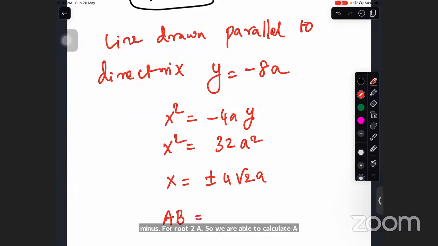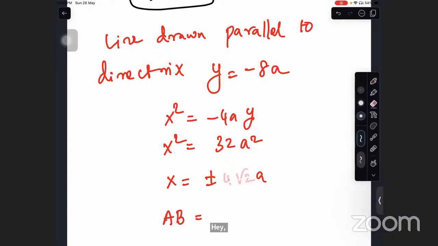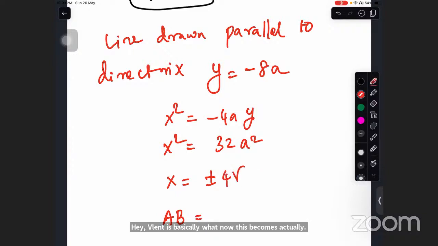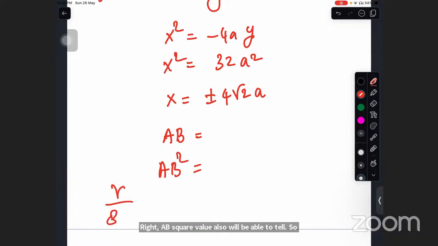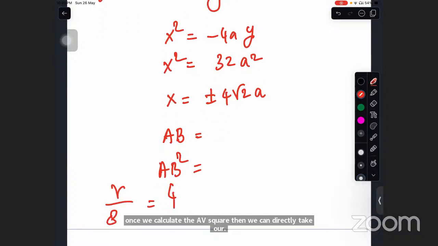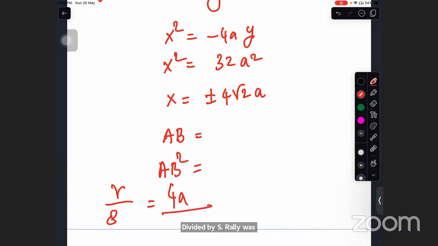AB length is basically what? Now this becomes actually, yes, 4 root 2a. So now AB value will be able to get it. Once you get AB value, we'll be able to tell even AB square value also. Right? So once we calculate AB square, then we can directly take R divided by S. R value is 4A and S value, what is the value we are getting? Here we'll be getting this is 8 root 2A.